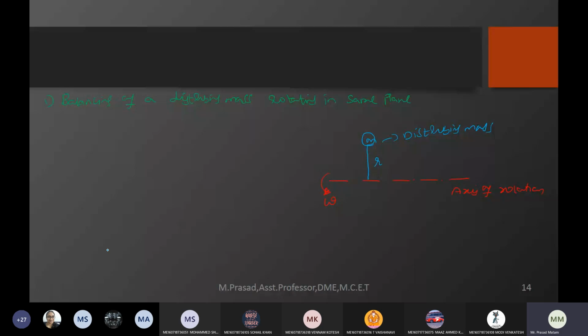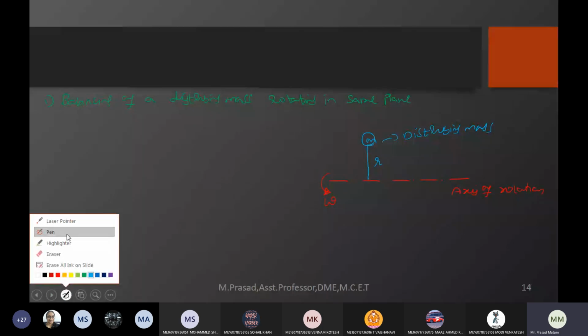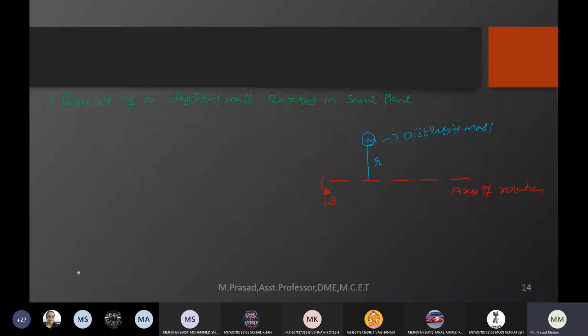For this, in the same plane I want to keep one more mass, exactly where the disturbing mass is located. Let this mass be m1. I am calling it the balancing mass, which is located at a radius r1. So this balancing mass is placed in the plane of rotation of the disturbing mass. Can you agree with this?